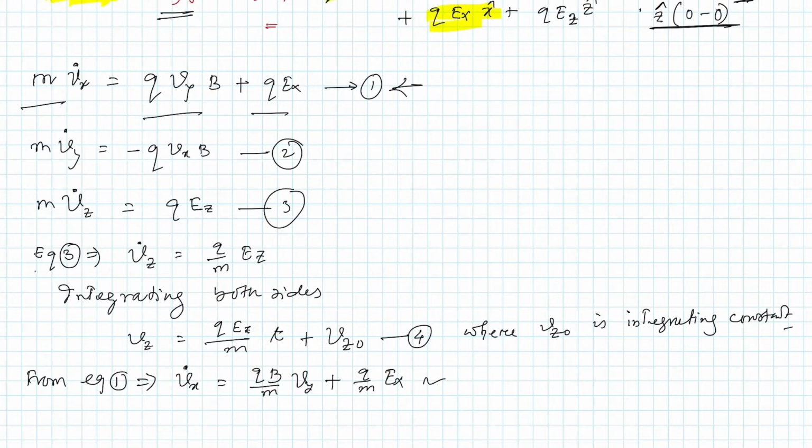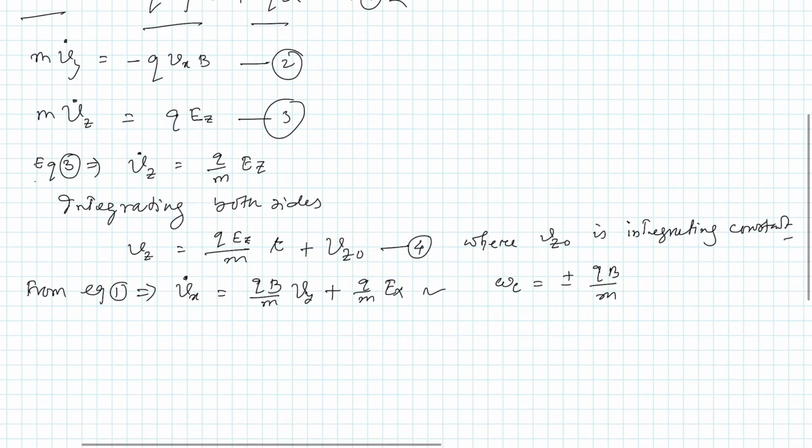Okay, so now you see, we know that cyclotron frequency omega c is equal to plus minus qB by m. So we can replace this term qB by m by plus minus omega c. Okay, so let me scroll up a little bit.